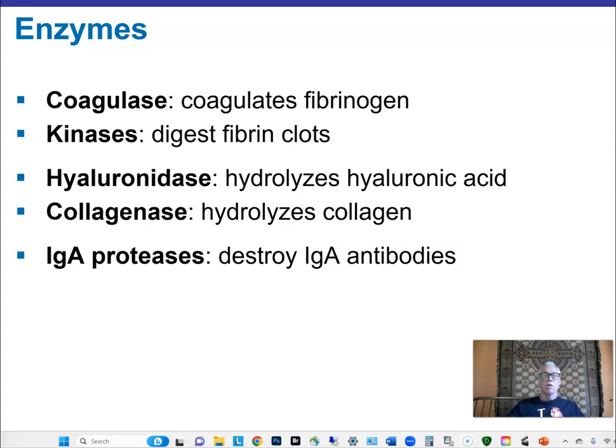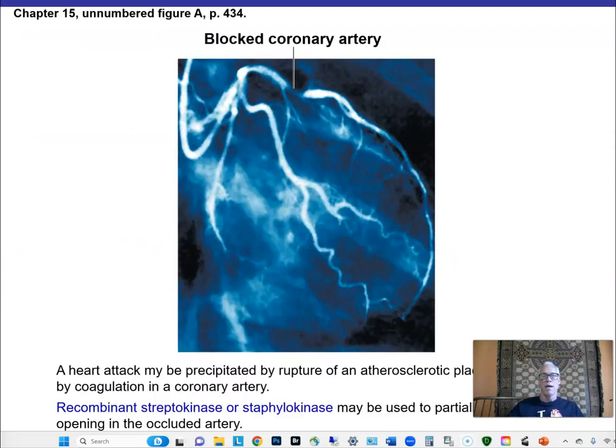Some microbes produce proteases specific for immunoglobulins, antibodies. Immunoglobulin A is the antibody class that's found in secretions like tears and semen and mucus and things like that. So these bugs can break that down to prevent them from being attacked.